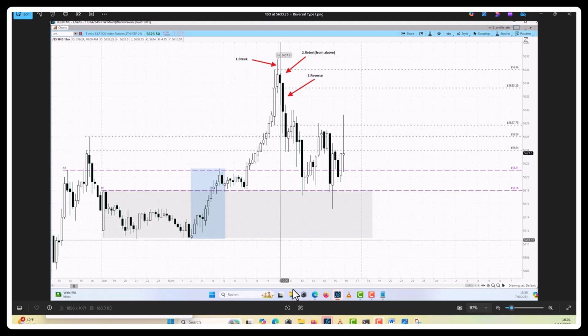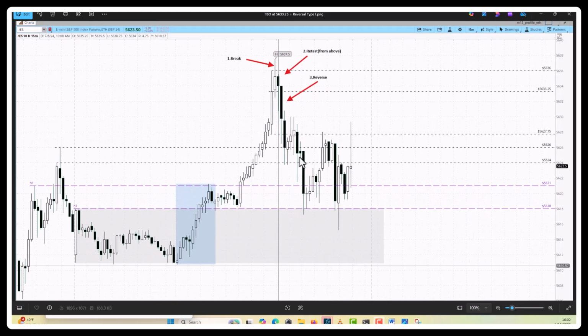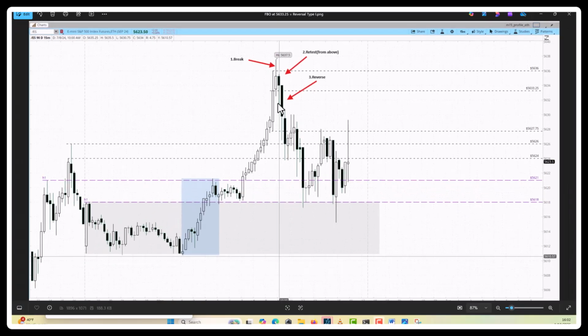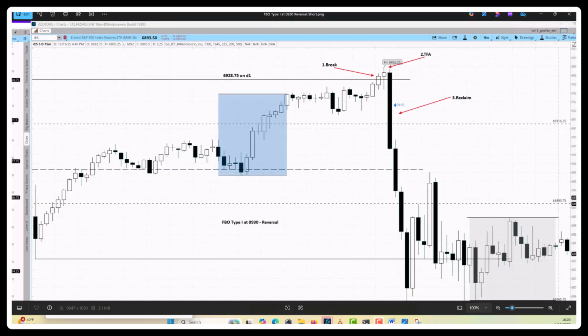And before it got reversed, it got flipped, it gives you the signal, which is tap from above. In this case, you see that it tapped from above twice right there. Then there is also a reclaim forming right there. So that is an example of type 1. Let's look at one more example, and then we go to type 2 and type 3 and so on.